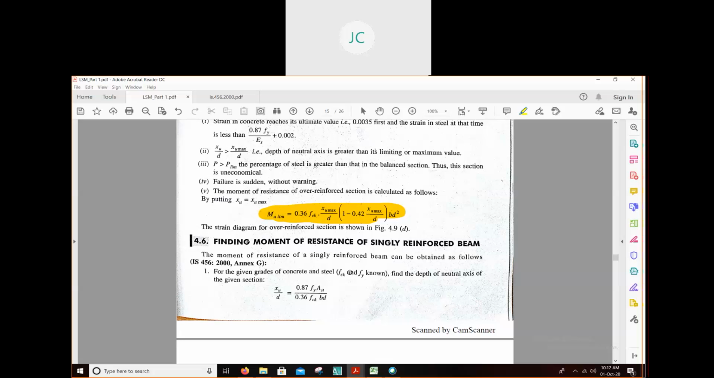Okay, all of you take your pen, paper, IS 456 and calculator with you.